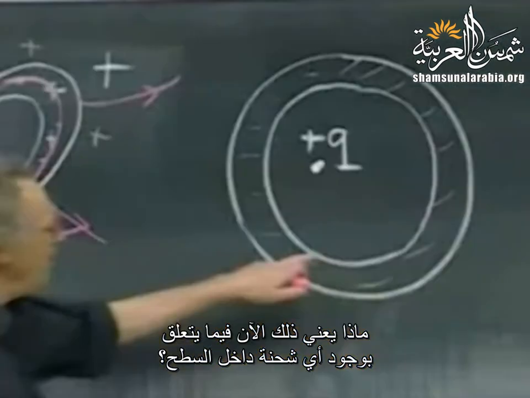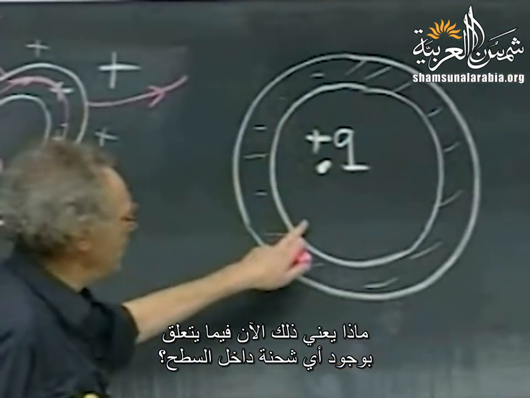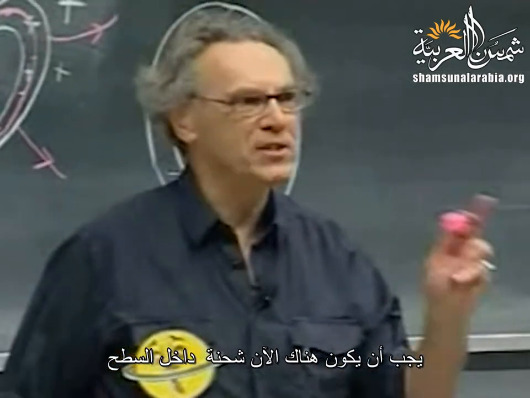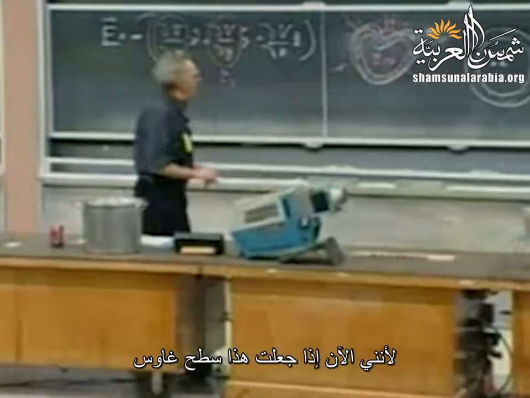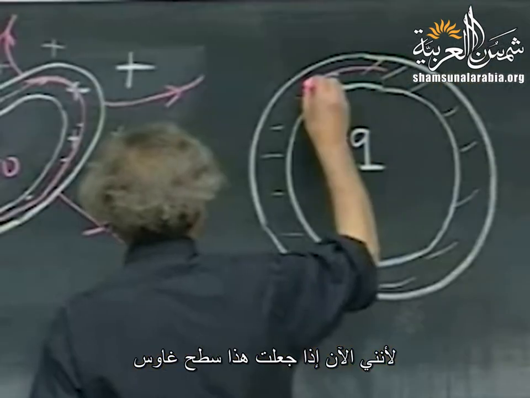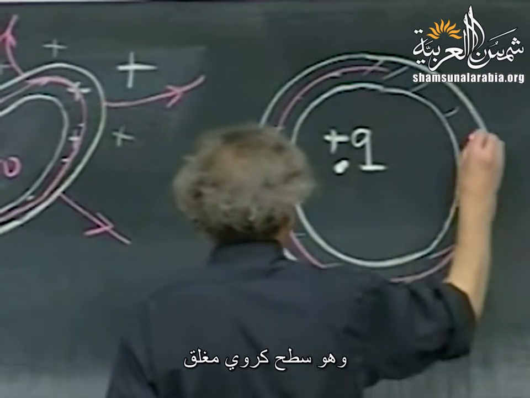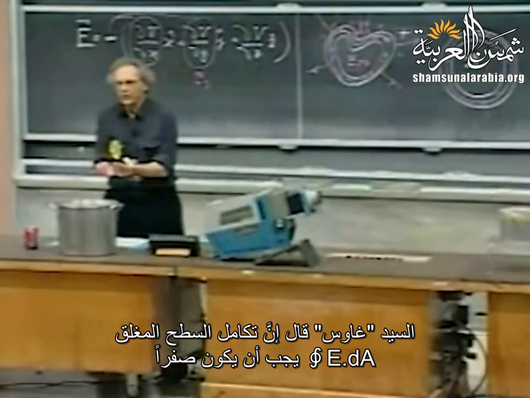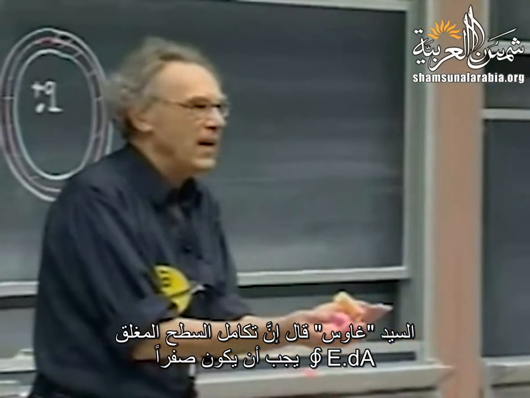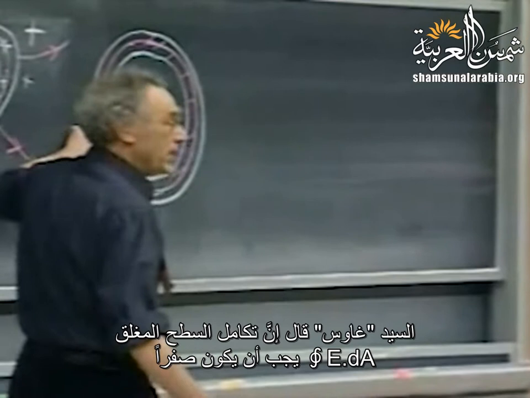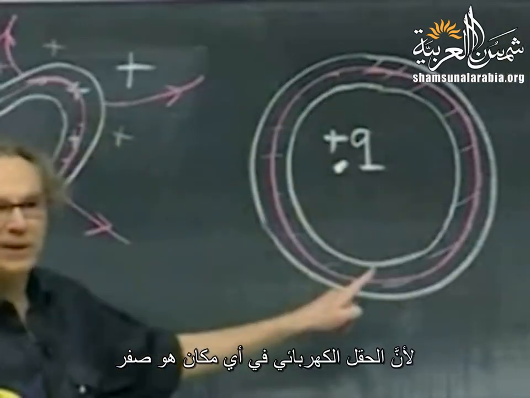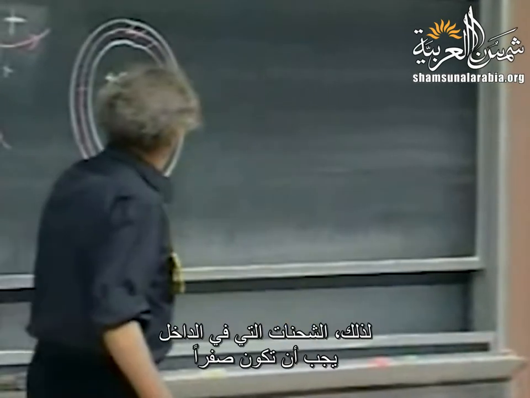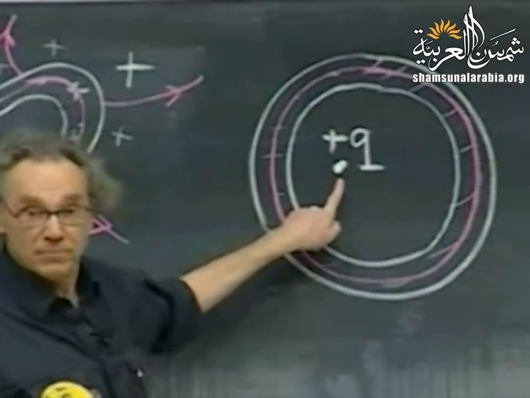What does that mean now with respect to any charge on the inside surface? Now there must be charge on the inside surface. Because now, if I make this my Gaussian surface, which is now a spherical surface, a closed surface, Mr. Gauss says that the closed surface integral of E dot dA over this surface must be zero, because the electric field is zero anywhere. That's the same as all the charge inside divided by epsilon zero. So the charge inside must be zero.